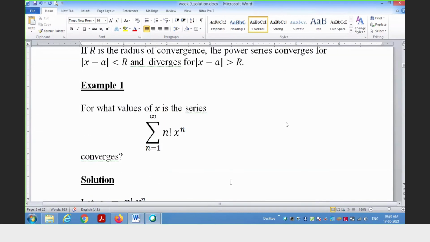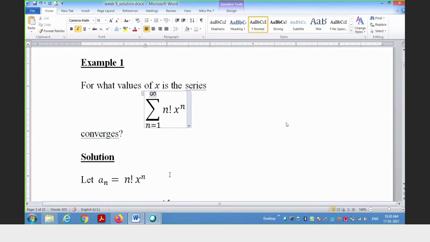Okay, for what values of x does the series sum from n equals 1 to infinity of n factorial times x to the power of n converge? We're dealing with infinite power series. In order to determine whether this infinite power series converges or diverges, we need to use the ratio test.